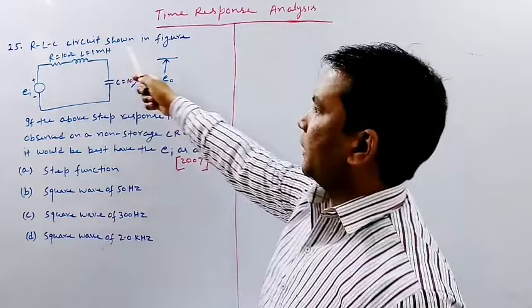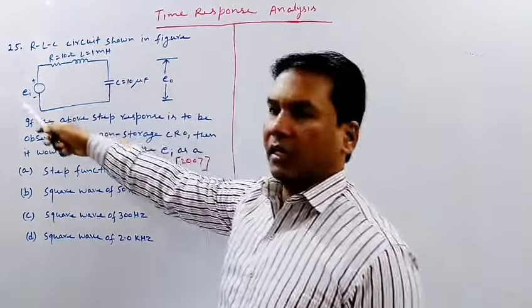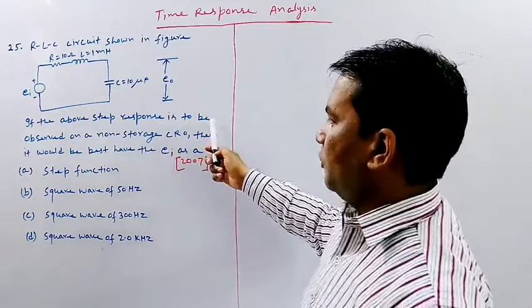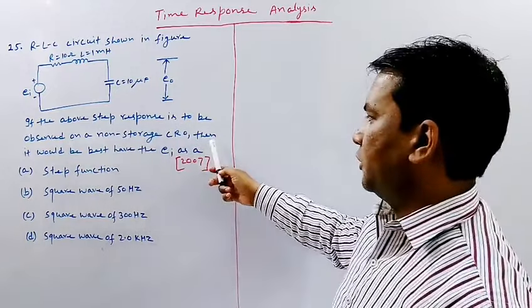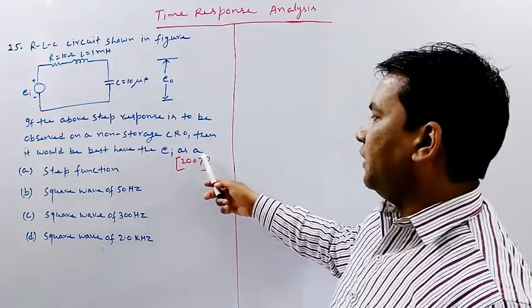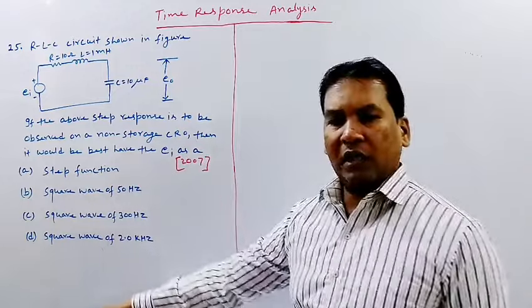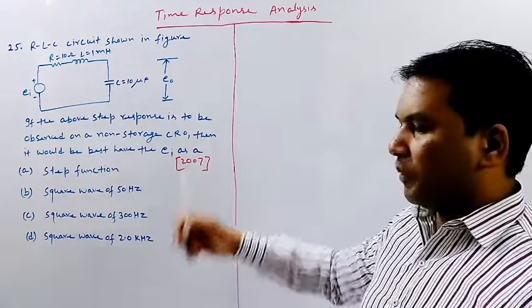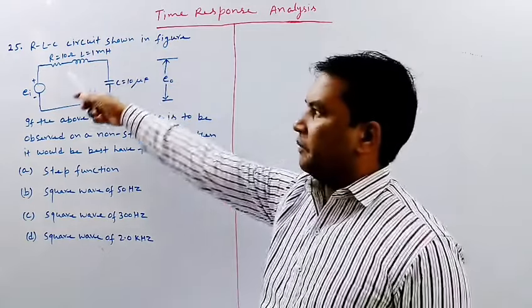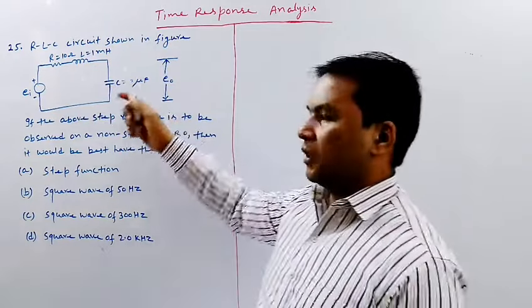Question is: RLC circuit shown in figure. This is an RLC circuit, and if the above step response is to be observed on a non-storage CRO, then it would be best to have the input as, and there are 4 alternatives given. This question has also been asked in GATE 2007. So the data is same as the previous question.